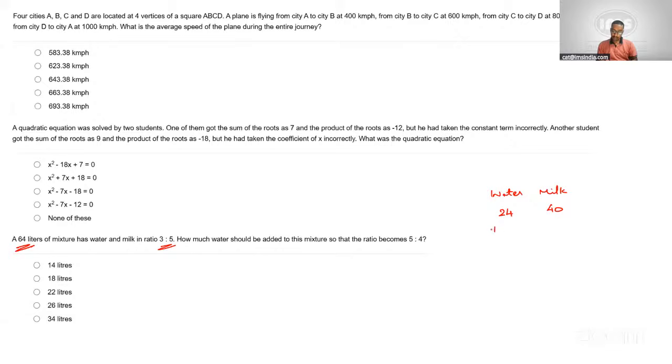How much water should be added to ensure the ratio becomes 5:4? So remember, this will be 40 only. What will this number become so that the ratio becomes 5:4? It's very easy. 4 goes to 40 means 5 goes to 50. Now 24 plus x has to become 50, means x is 26 liters.